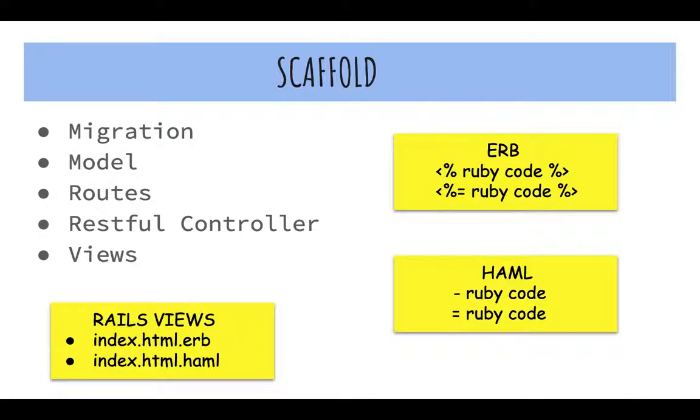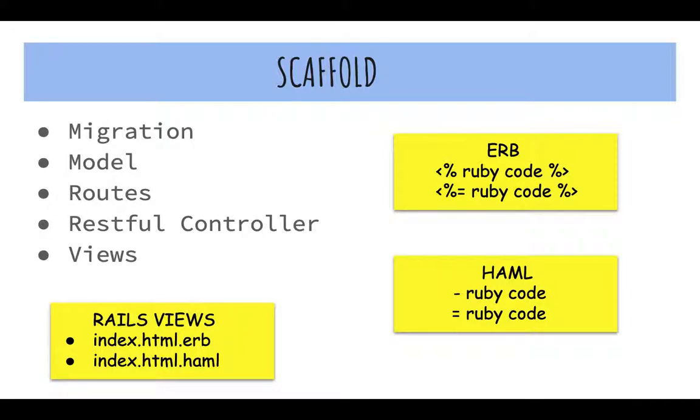and we look at what scaffold does. Well, scaffold is quite a magical command which actually creates a migration, a model, and routes, a RESTful controller and views. So here with Action Pack, we're looking at routes and the RESTful controller and the views, but before we've looked at the migrations and the models. The data in the views can be represented with an ERB template or with a Haml template. These are two ways in which we can use Ruby in the views.